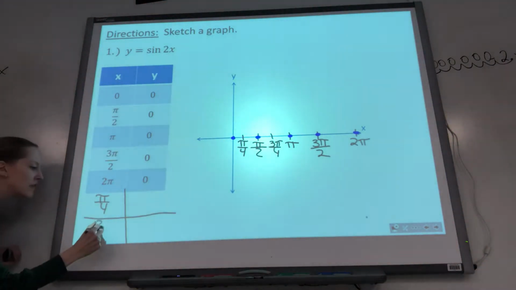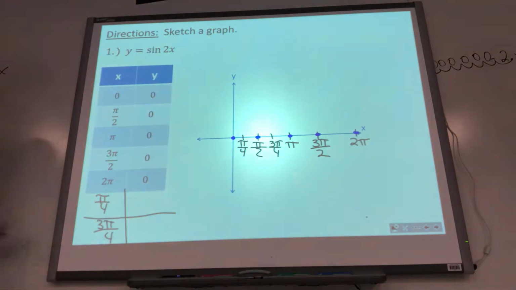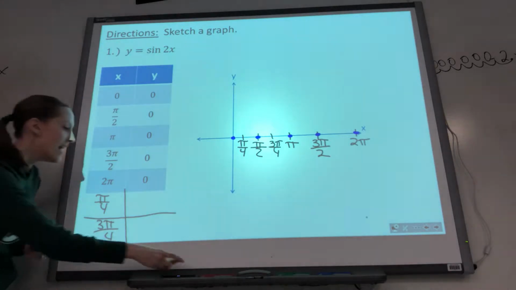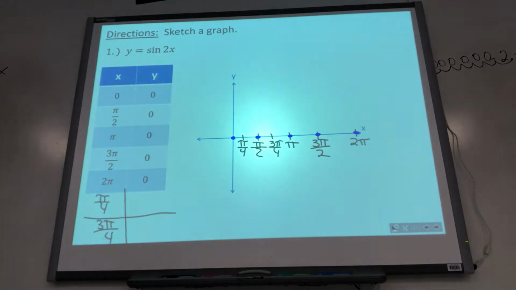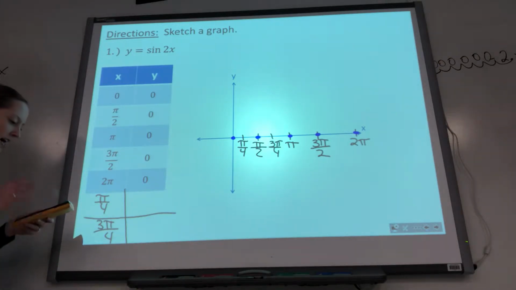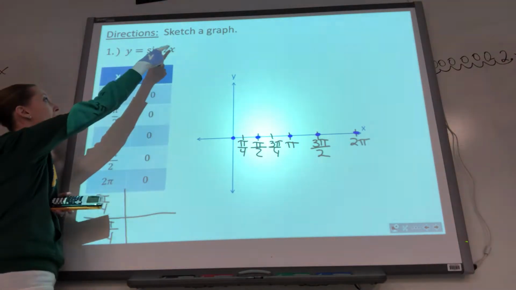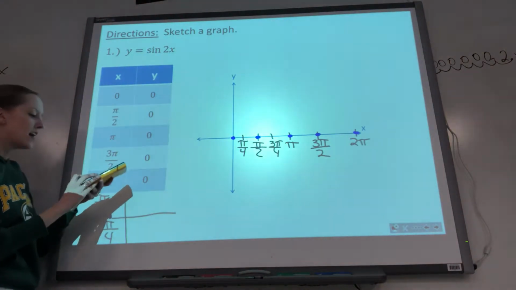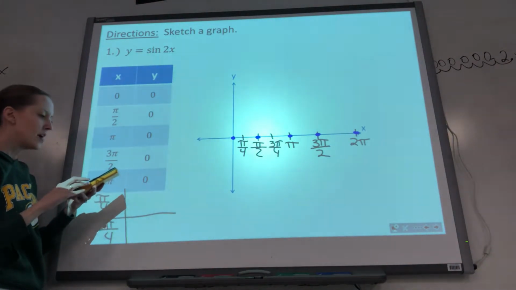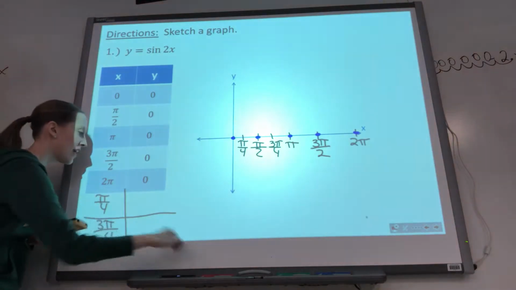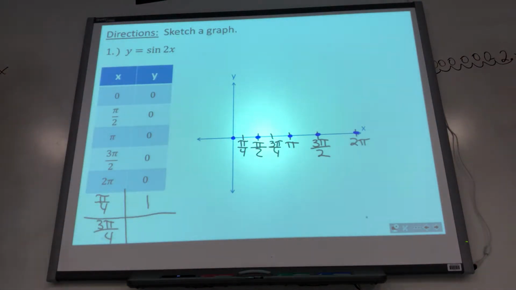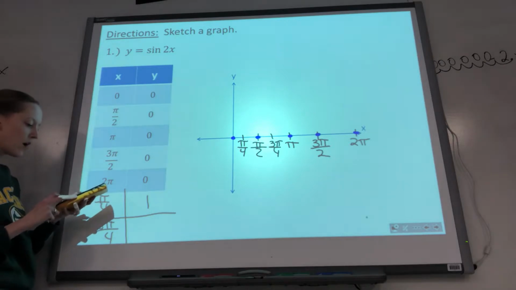But those two numbers, I'm just going to add those to my table and then use my calculator to plug them in, and hopefully I don't get back any more zeros. Kind of tired of all the zeros up here. So, plugging in a pi over 4. I'm typing in sine of 2 times pi over 4. And thank goodness it's not 0. That gives me back a positive 1.